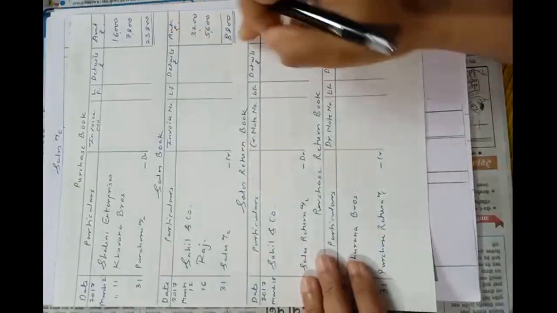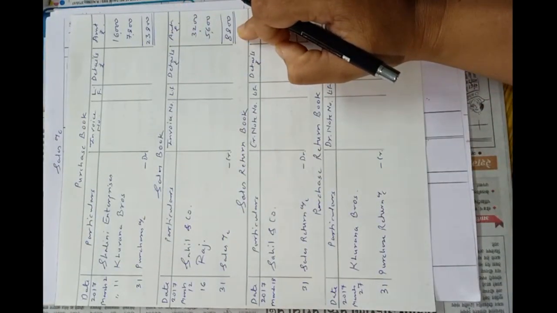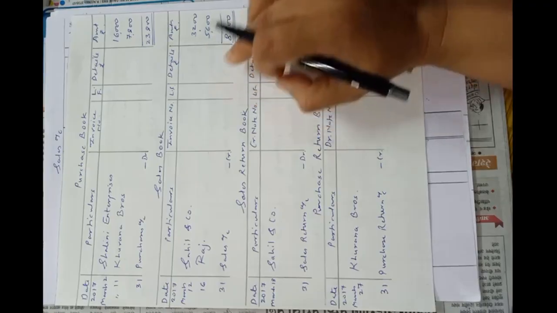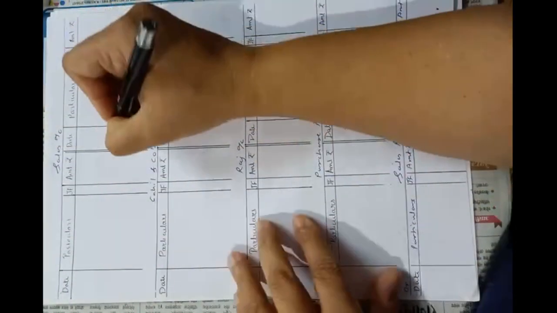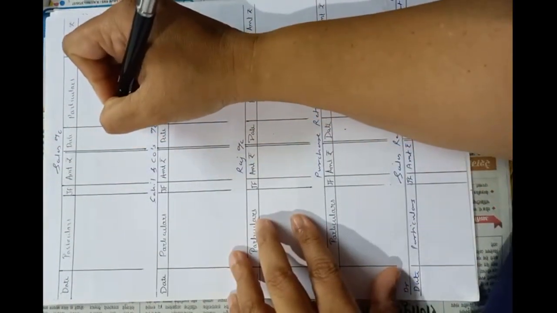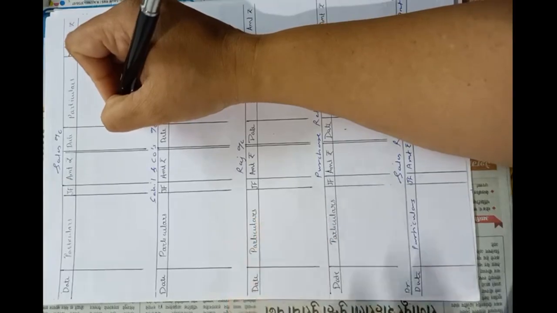So the total amount is 8,800. So on the credit side of sales account we have to post on 31st March sundries as per sales book 8,800. Okay, so credit side of sales account. Now in sales there is cash sale also.